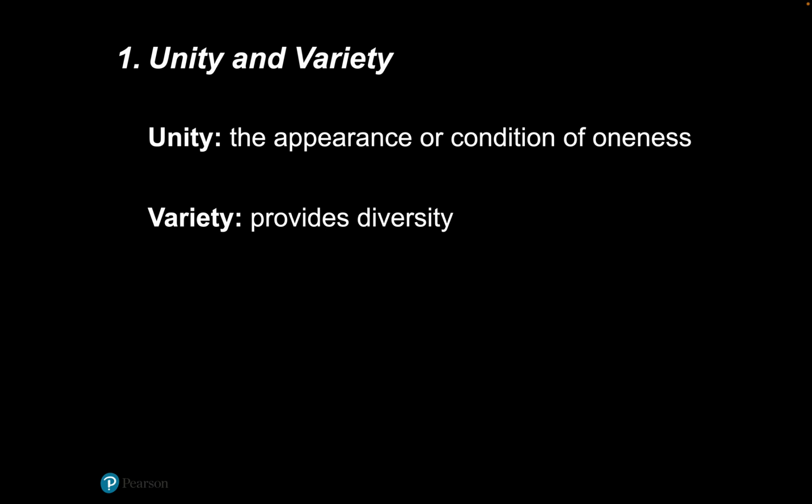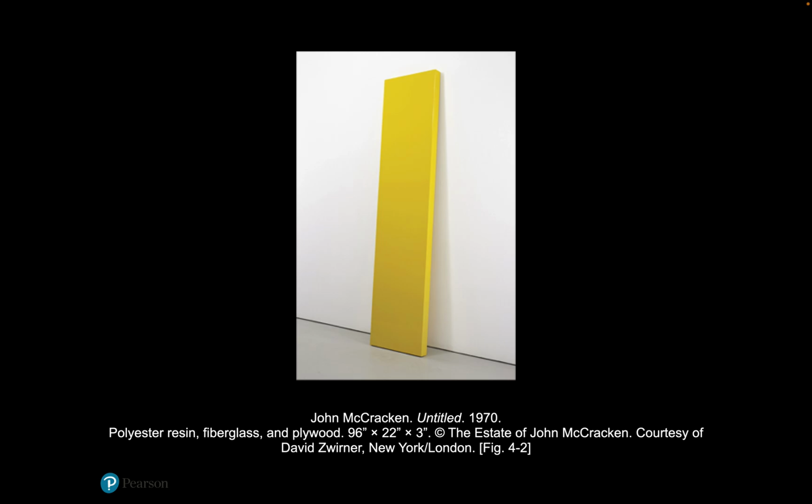So moving on to the first principle, unity and variety. Unity is the appearance or condition of oneness, and variety helps to provide diversity. A good example of this is John McCracken's Untitled, right? Very few artworks are absolutely unified in every way.